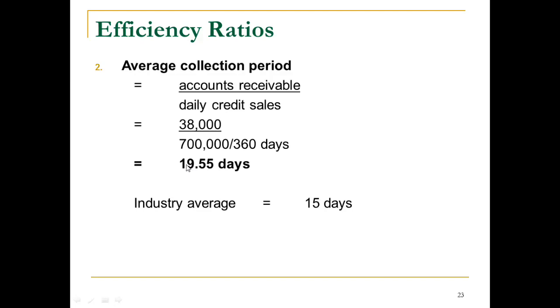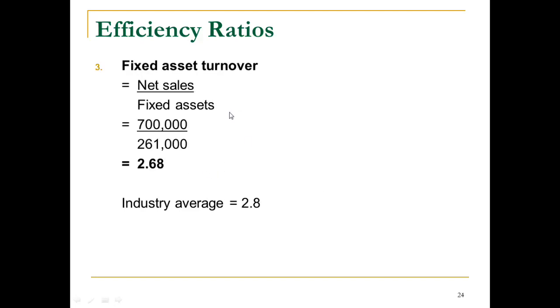However, if we have a very low average collection period, probably we will have lower sales. So it's actually depending on the industry itself. So if the industry is 15 days, we should try to reduce the number of days here, from 19.55 to 15 days. The next efficiency ratio is the fixed asset turnover.